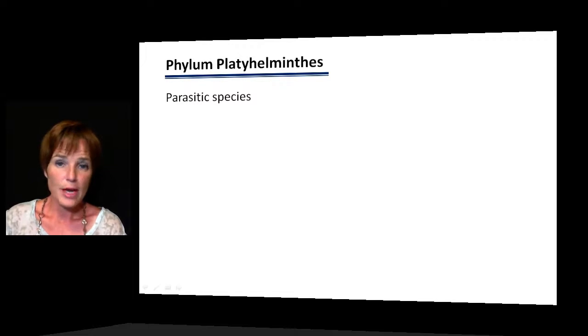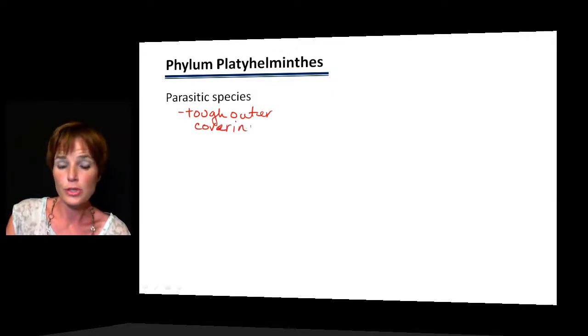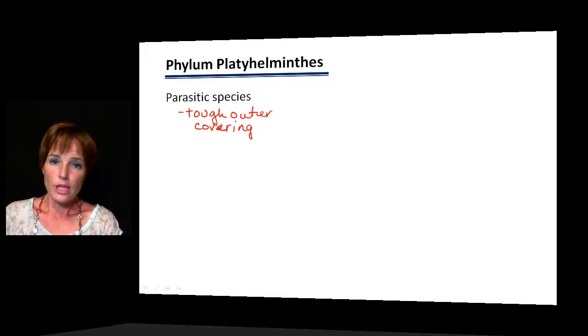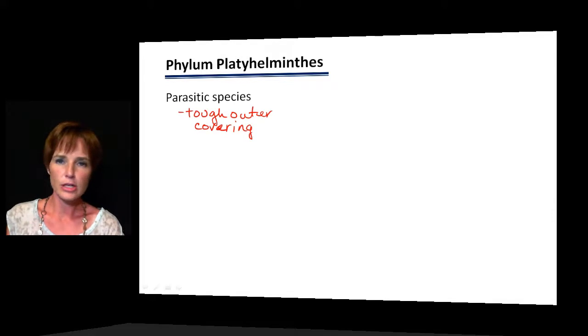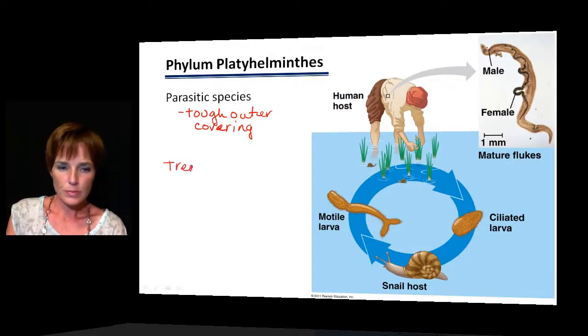There's also going to be some parasitic species in this phylum. And for the parasitic species, these tend to have a tough outer covering. And this is going to help them survive when they're in their host organisms. So they also have a lot of reproductive organs inside of them. Many of them are just going to be full of reproductive organs, and that'll make up the major part of their bodies. This group that we're seeing on this slide, this is what we call the trematodes.